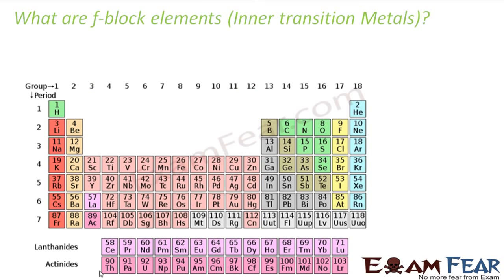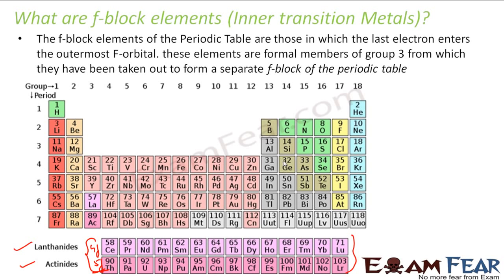If we talk about the F block, this whole part is my F block. And we have lanthanides and actinides, this is 4F and this is 5F. We will talk about lanthanides and actinides in detail. So by definition, F block is nothing but the elements where the last electron enters the outermost F orbital.